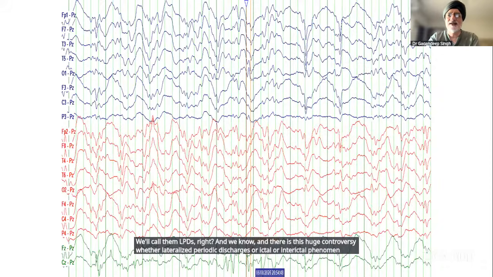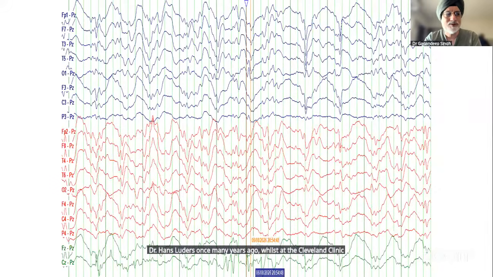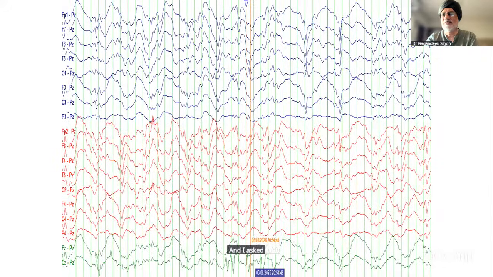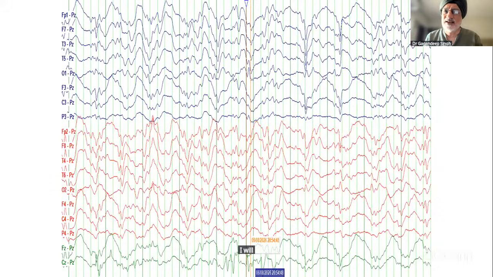The consensus is, and I remember, Niharika is from Cleveland, I remember Dr. Hans Luders once many years ago, whilst at the Cleveland Clinic, during those introductory courses that you have for EEG right at the beginning of your fellowship, Niharika. He showed an EEG of lateralized periodic discharges. This is about 24 years ago, right? I asked, would you treat this patient? He said, I will just give this patient some Dilantin and nothing else.